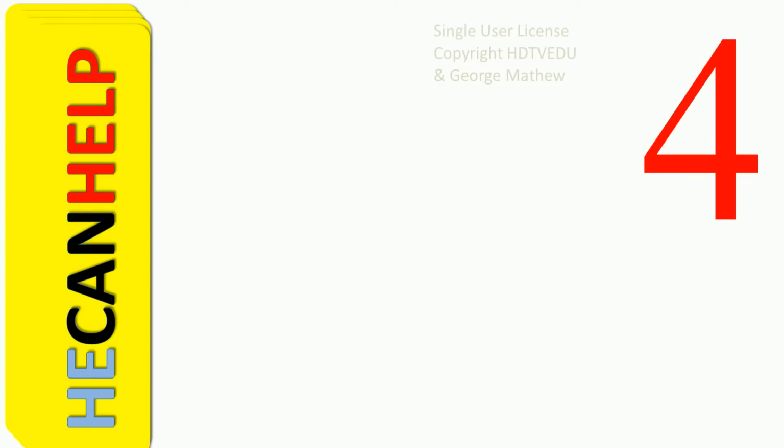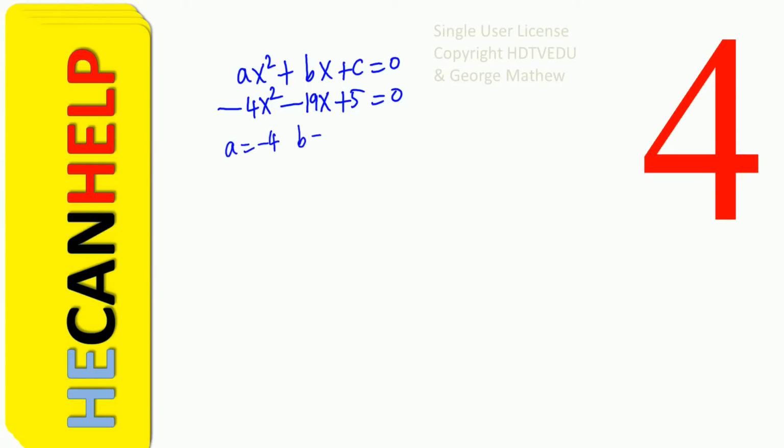So our equation is negative 4x squared minus 19x plus 5 is equal to 0. Compare it with ax squared plus bx plus c is equal to 0. So let's go by the quadratic formula. So what do we get? a is equal to negative 4, b equals negative 19, c is equal to 5. What is b squared minus 4ac?